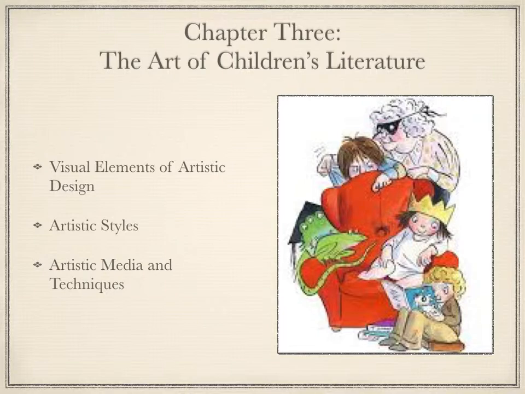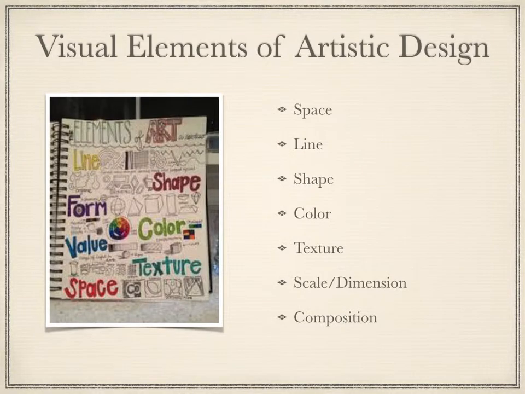artistic media, and techniques. So with visual elements of artistic design, there are 7 things that our book focuses on to make things artistically pleasing, I guess you could say. And the first is your space. And space is really important, obviously, because you don't want an illustration all smushed in the one corner. You want it spread out. You want it visually pleasing. You want everything to draw the reader's attention in, but not take away from the text at the same time. And you definitely don't want that negative space, that white or blank areas.